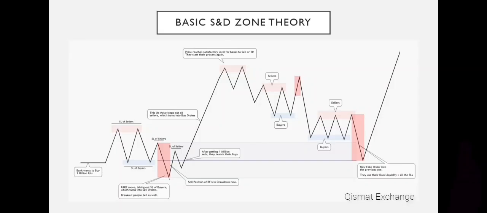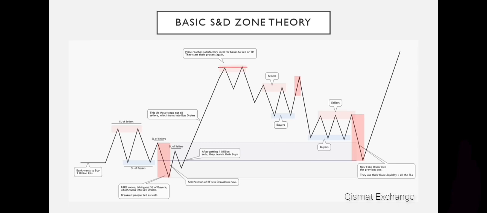So when they sold right there and then bought right here, they're running into drawdown because they're running in sales right there. So what happens right now is price reaches a satisfactory level, right? And then they take profits, they take some partials, then they start the process again, right? They start generating the patterns.